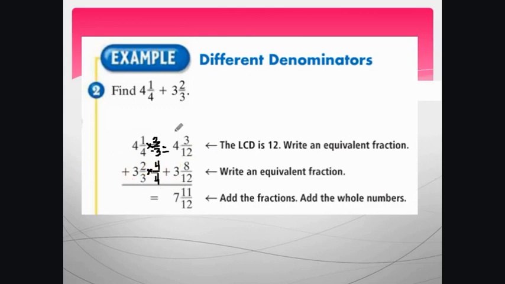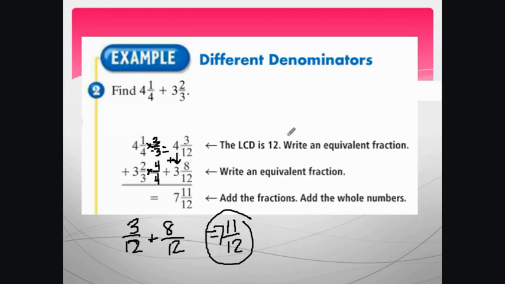Then from there, we add our fractions. So we have 3/12 plus 8/12. 8 plus 3 equals 11. And we just carry over our common denominator, which is 12, and then add our whole numbers. 4 plus 3 equals 7. And that fraction can't be simplified any further because 11 and 12 only have a common factor of 1.